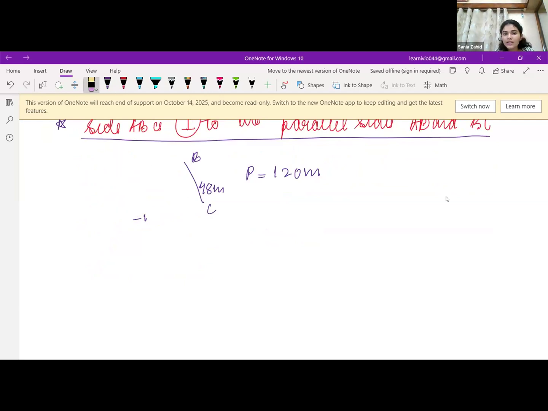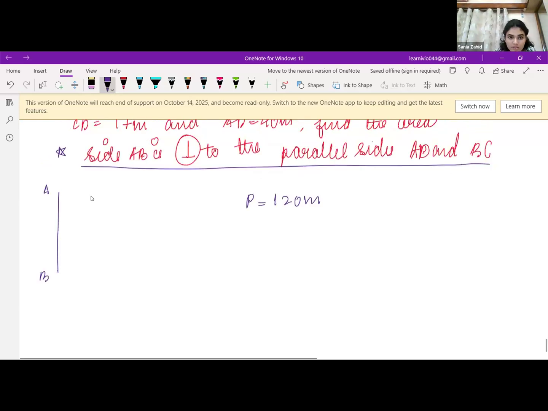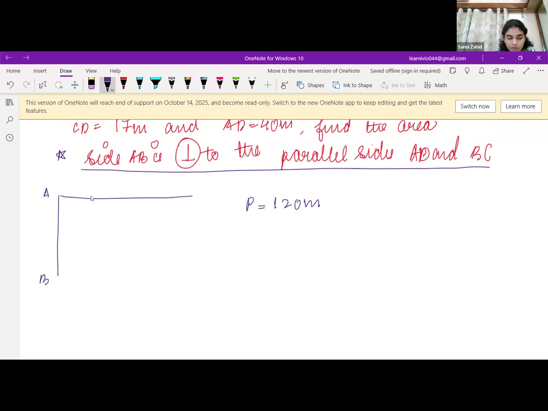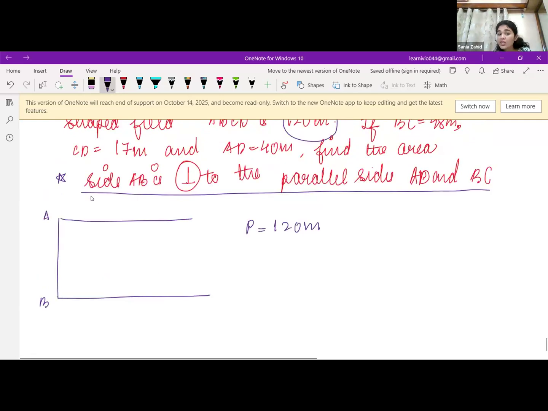They are telling you that AB is the perpendicular side. So one of the sides is perpendicular, AB. What are the parallel sides? AD and BC. Now just check, is AD longer or BC longer? I don't know which is longer, so I can't draw it. I can either draw it like this or like this, but I won't draw right now. First, let's check.